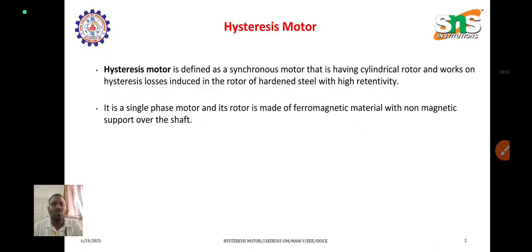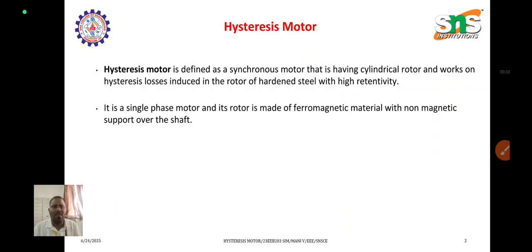So a hysteresis motor is defined as a synchronous motor. Here it has a cylindrical rotor that works on hysteresis losses. In the previous class we also saw the meaning of eddy current losses and hysteresis losses, which are broadly classified as constant losses and variable losses. We already saw these in the transformer and motor losses.